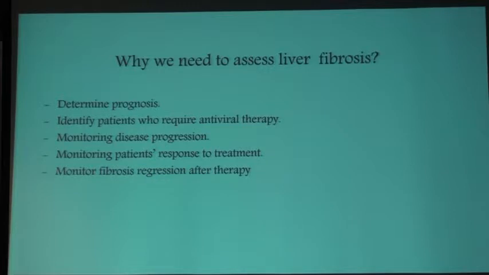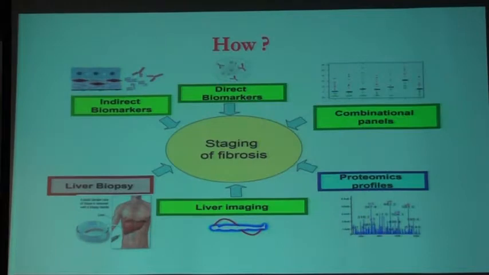Why do we need to assess liver fibrosis? Actually, to determine the prognosis, to identify patients who require antiviral therapy, monitoring disease progression, monitoring patients' response to treatment, and monitor regression after therapy. Here are some of the methods that we can use to assess the severity of fibrosis and cirrhosis, either by direct or indirect biomarkers, in the future proteomics, liver imaging, and of course the gold standard liver biopsy.